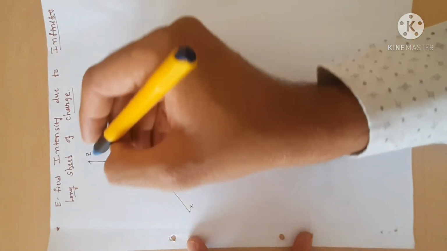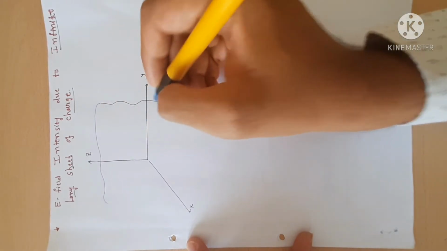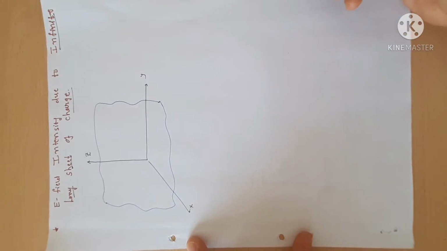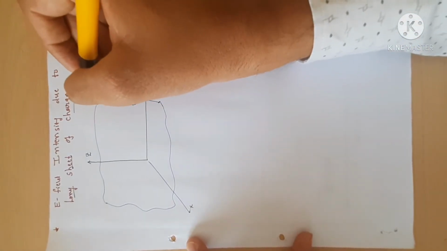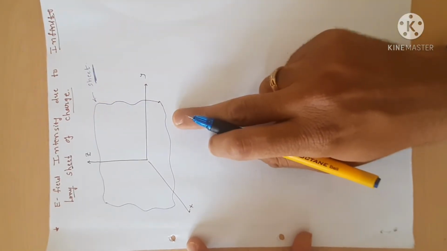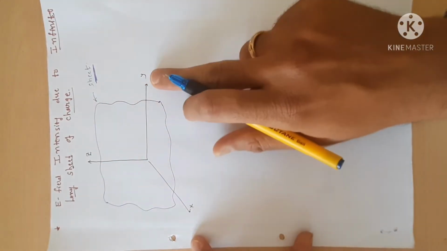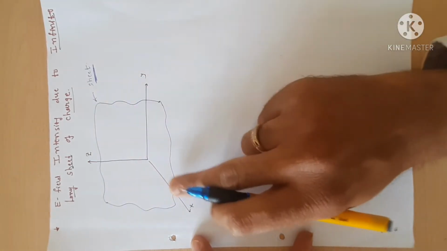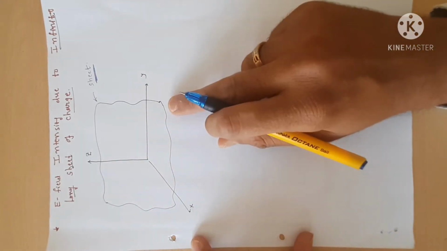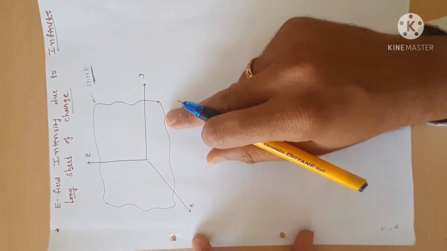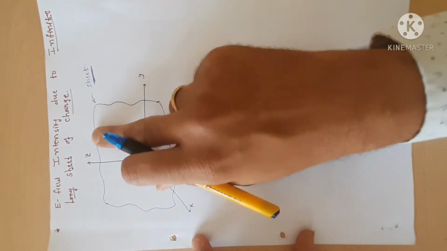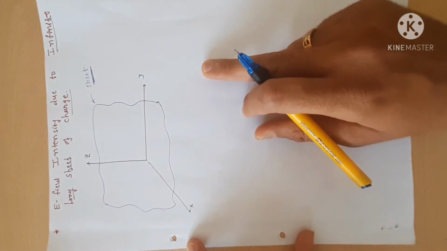So this one is my infinitely long sheet. If you see, this sheet is parallel to which plane? This sheet is parallel to the yz plane. So which axis is perpendicular to this sheet? Yes, the x axis is perpendicular to this sheet. We just assume that this sheet is infinitely long. Now we have to find the electric field intensity due to this sheet anywhere in xyz coordinates.